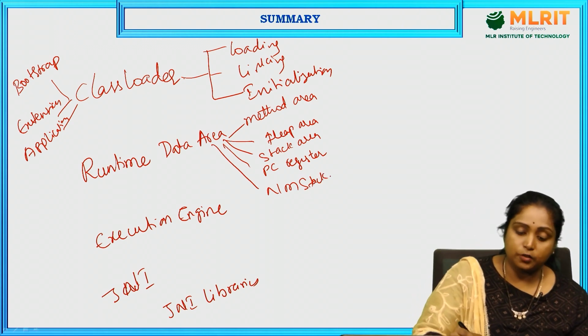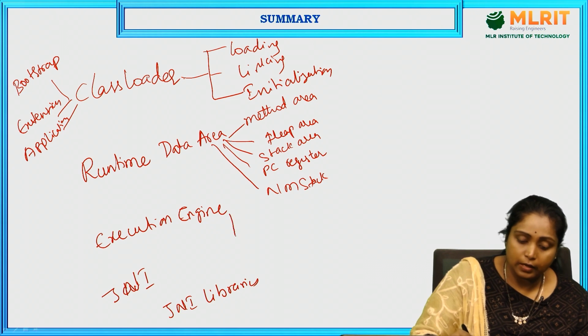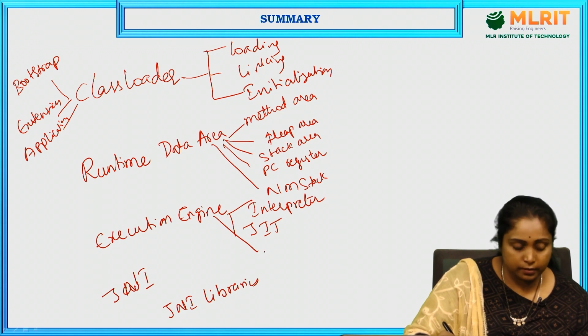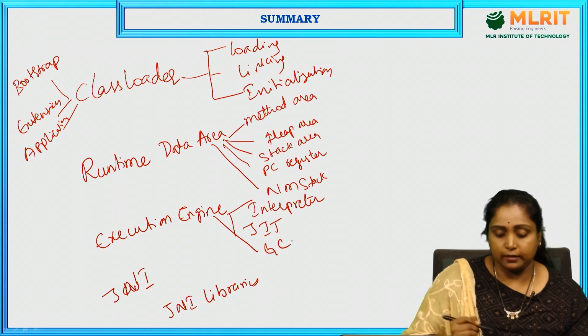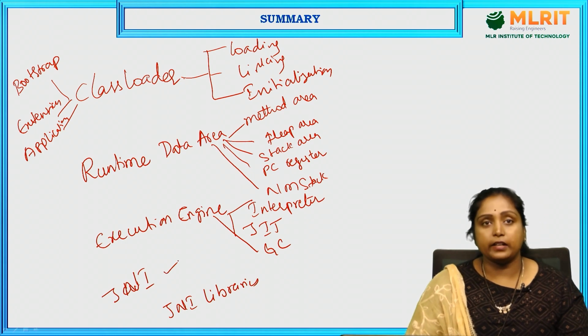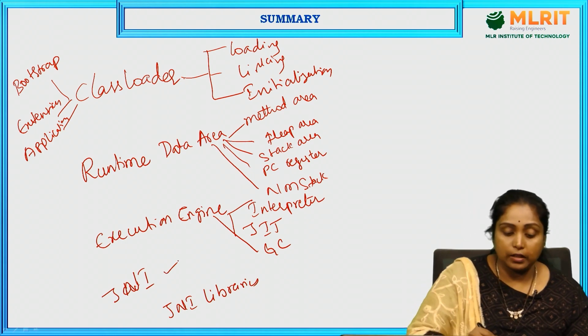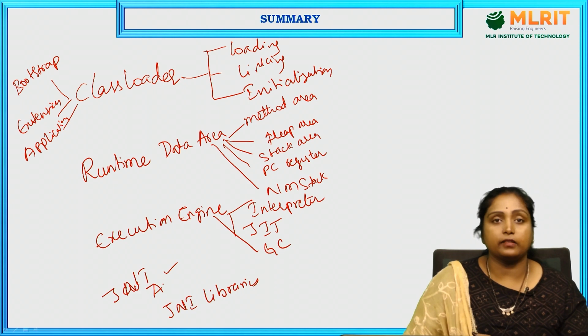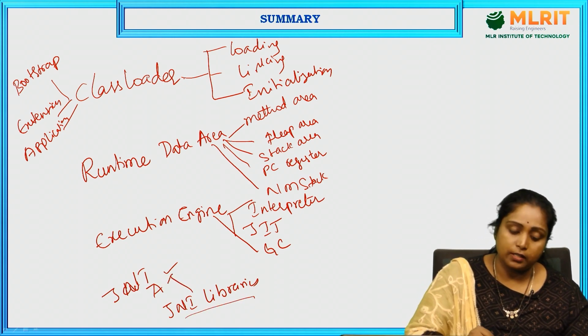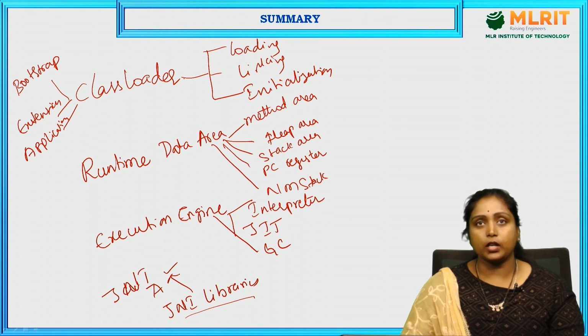And in the execution engine, again you will have three components: the interpreter, the just-in-time compiler, and the last one is the garbage collector. And again, the Java Native Interface applications as well as the Java native libraries which support JNI. So this is what we have learned today.